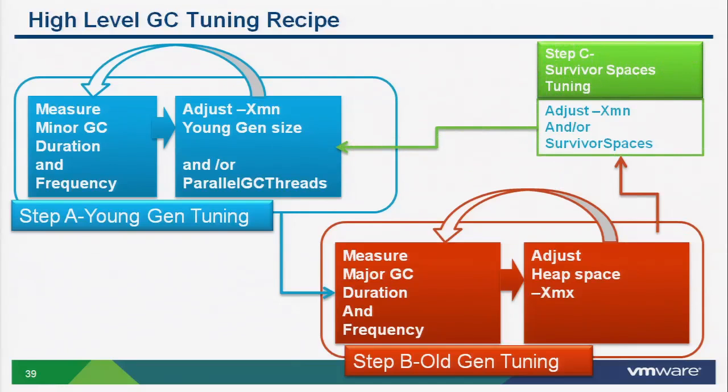Now for larger JVMs, the survivor space can be multiple gigs. So if you've got a heap space of 128 gig, you could have a survivor space that's 5 gigs, right? So that's significant. You need to pay attention to that. And then step C, we would go into a refinement of adjusting survivor ratio, starting with 8 and then adjusting it up or down.